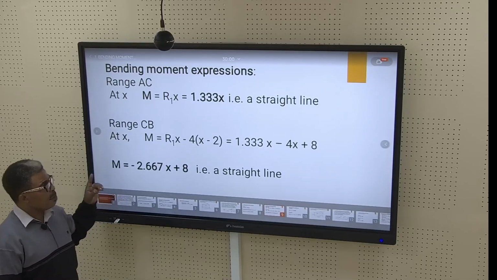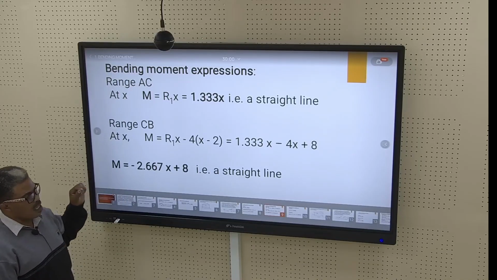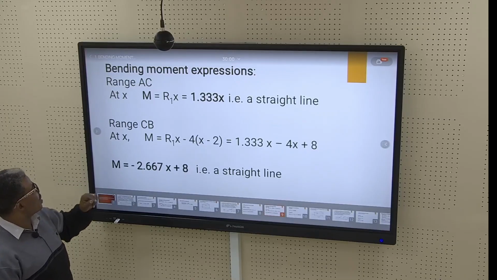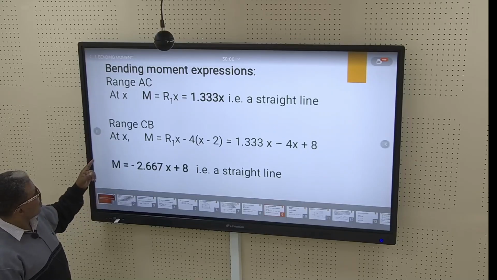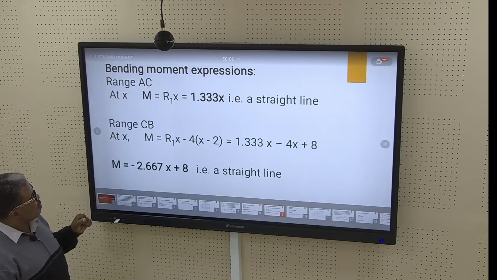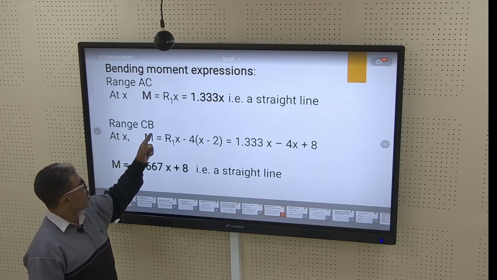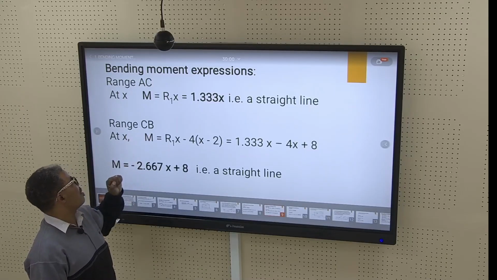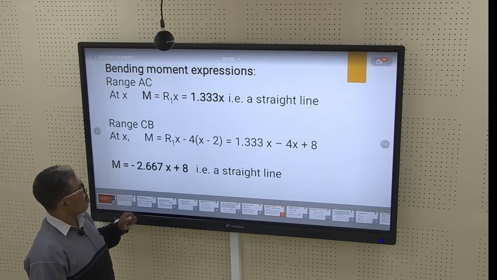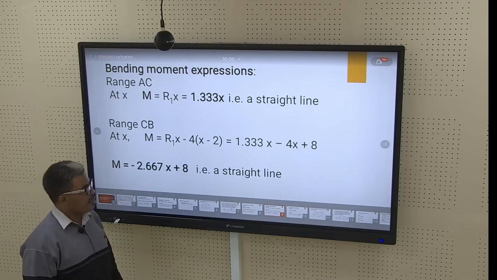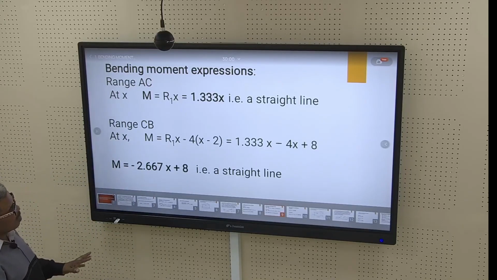Now working for the bending moment expression, the range, that means from A to C, in between there is X line. So being at X, the bending moment can be regarded as the reaction or the force, which is R1 or RA times the distance X. So the moment there becomes 1.33x. And of course, it's a straight line again.